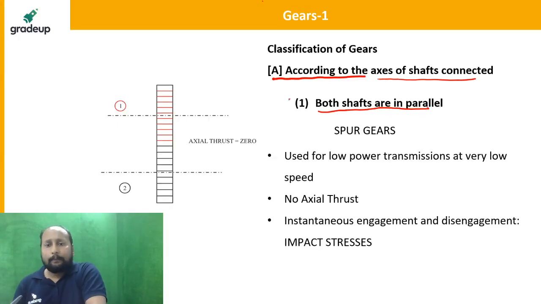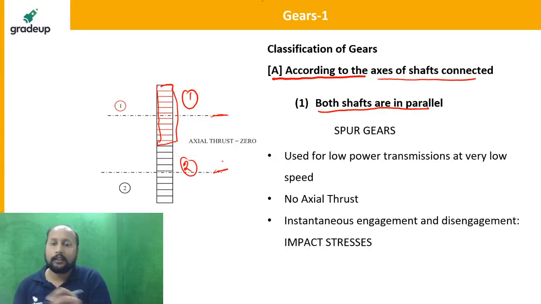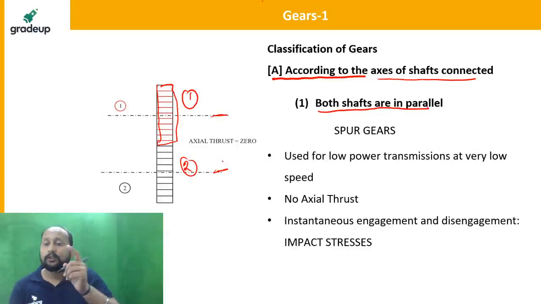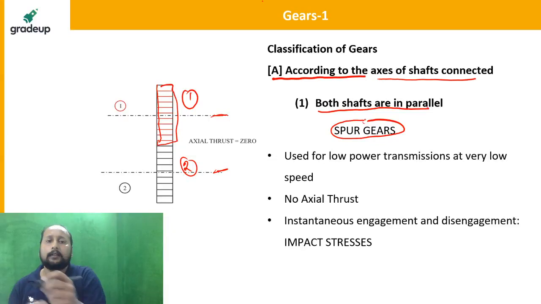Now, the basic example is, let us suppose there are two gears. The red one is gear 1 and the black one is gear 2. These two shafts are parallel to each other. So this is the first classification, when both shafts are parallel. This gear type is very commonly known as spur gears. Whenever we want to transmit power between two parallel shafts, we can go for spur gears.